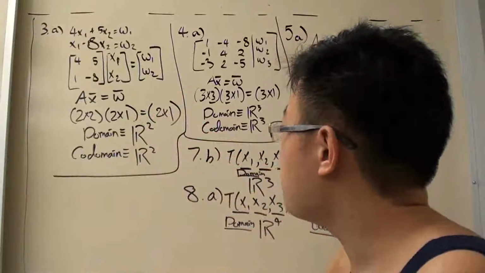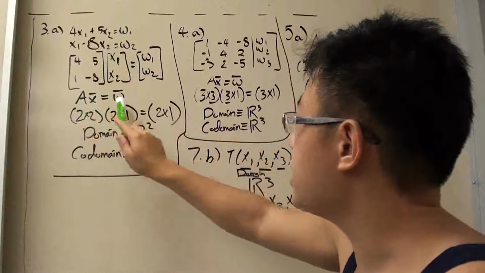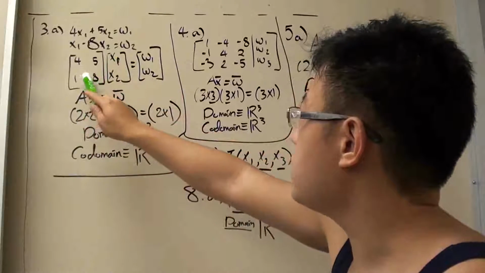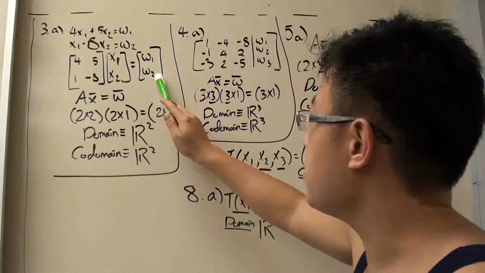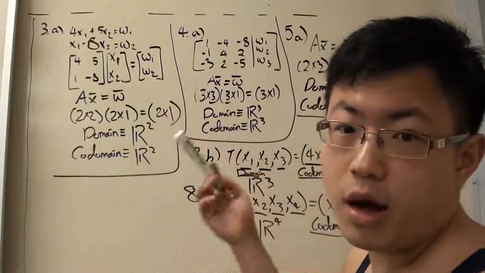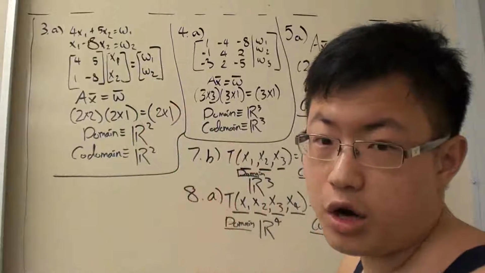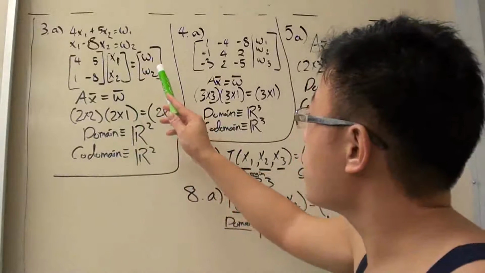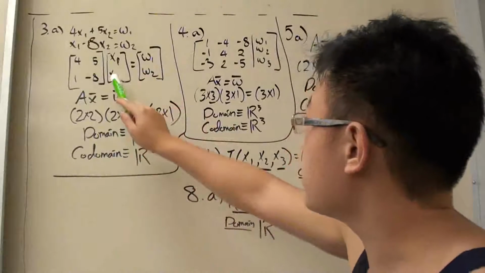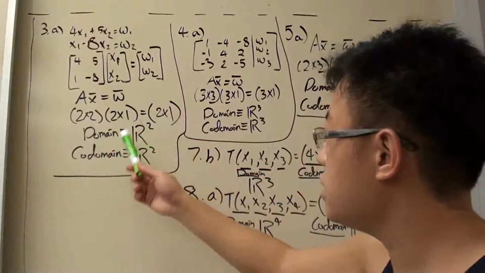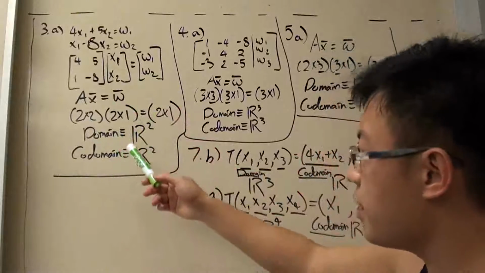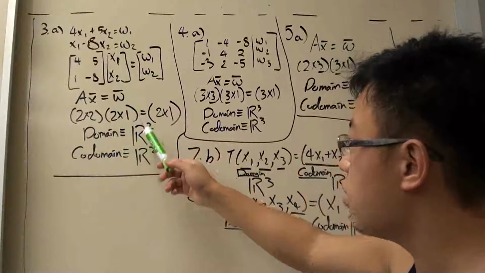So if I put it this way, A is 2 by 2, the x vector is 2 by 1, and w is 2 by 1. So again, the domain is R2 and the codomain is also R2, because they're both 2 by 1. So in this case, there's no dimensional change. Domain and codomain are the same. They are both equal to R2.